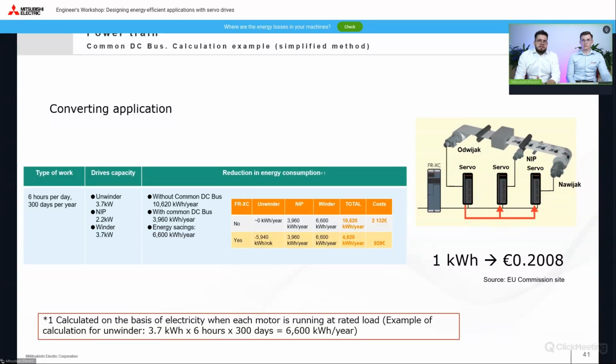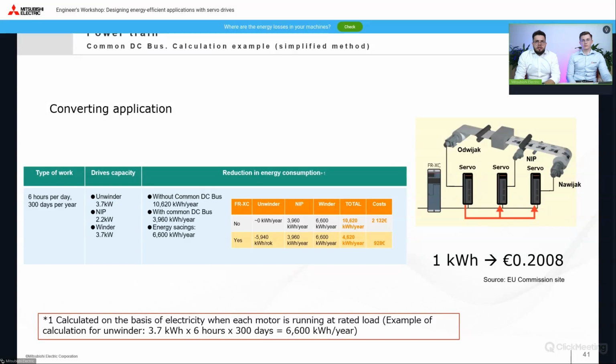And when we go to the second option with energy sharing, under the same assumption, the unwinder drive will generate around 10% less energy than the winder will consume. So these two drives nearly balance each other energetically, which means that we really only have to pay for the cost of the energy consumed by the NIP drive. In other words, the unwinder will generate around 6 kilowatt hours per year, the winder will consume around 6.6, while the NIP will consume around 4. So in summary, the energy cost will be around 950 euro.